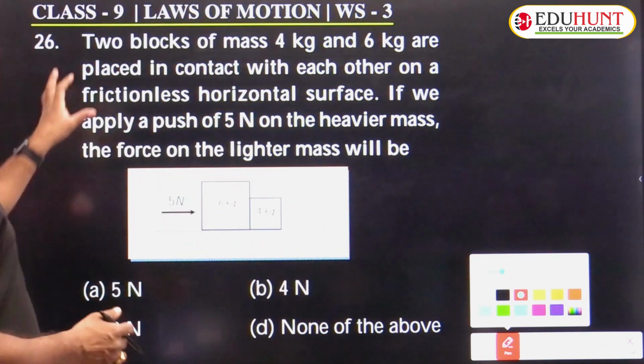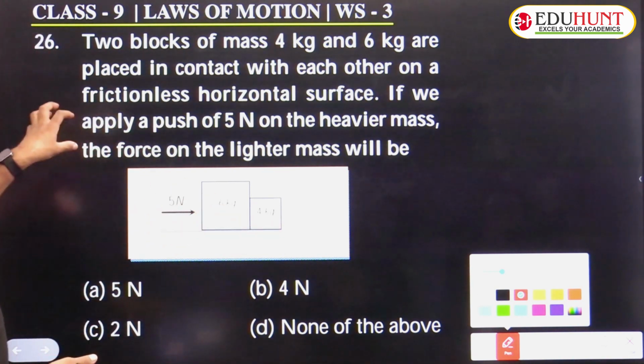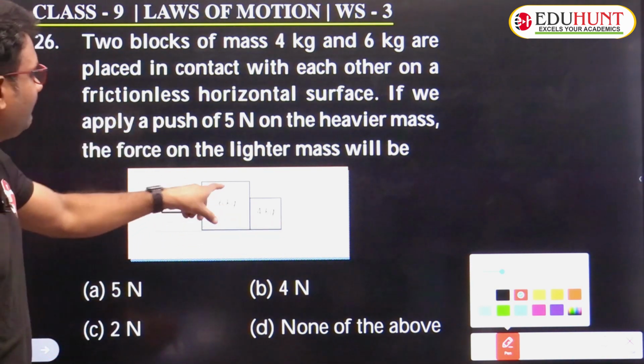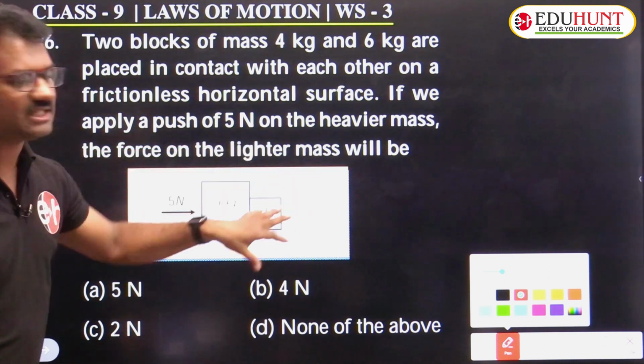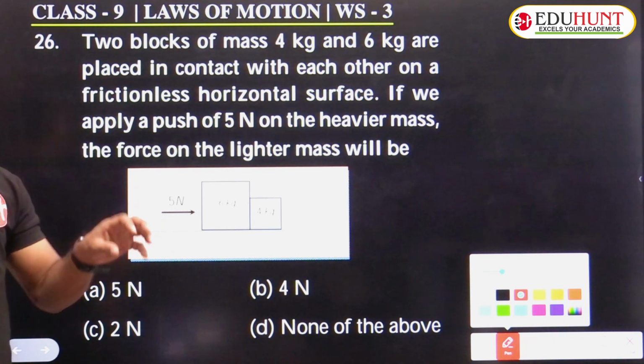Look at this one. Two blocks of masses 4 kg and 6 kg are placed in contact with each other on a frictionless horizontal surface. If you apply a push of 5 newtons on the heavier mass, the force on the lighter mass will be, he is asking.